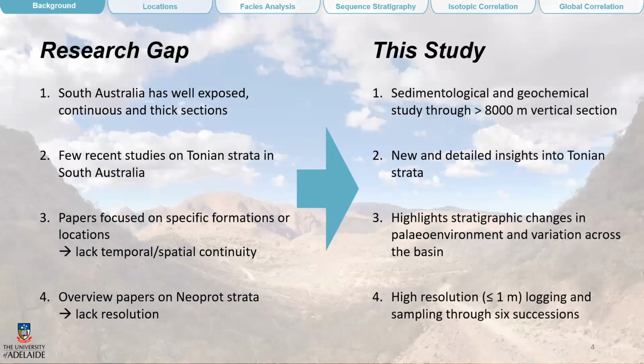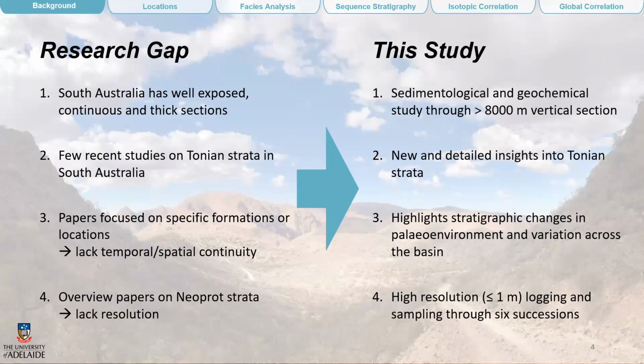South Australia has some of the most well-exposed, continuous and thick sections of the Tonian to Cryogenian transition. So this project is really looking at the sedimentology and the geochemistry through this section over 8,000 meters in vertical stratigraphic thickness. There hasn't been a lot of recent research on the Tonian strata in South Australia in particular. So this study is really good for filling in that gap of more contemporary work and also quite detailed insights into the Tonian depositional environment.